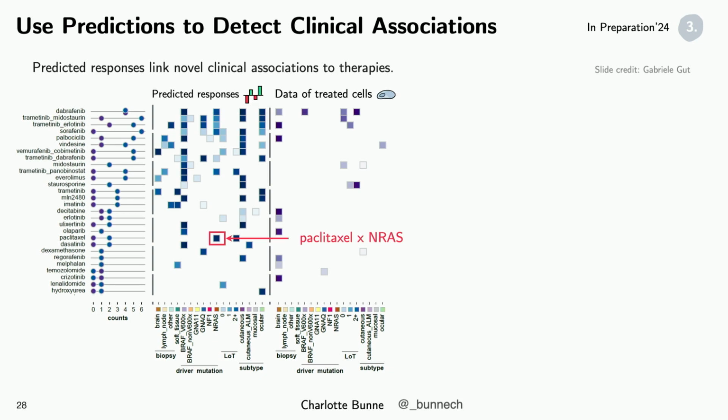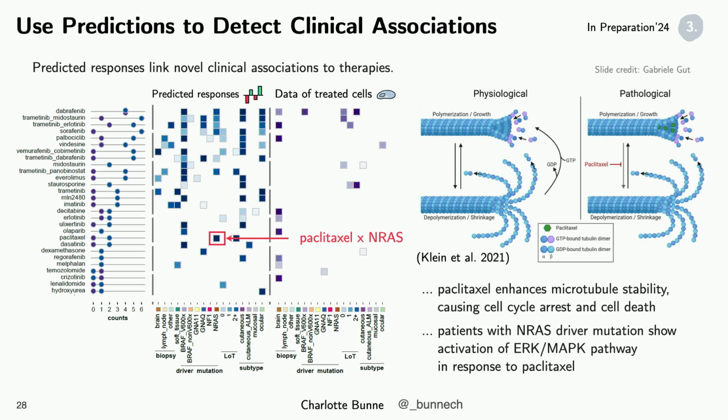But so here we have, for example, a paclitaxel cell for NRAS mutated patients. And we see that there is somehow a clinical association of interest. And this is something we actually know in the literature. We know that this drug enhances microtubule stability, inducing cell death. But patients with this NRAS driver mutation actually show an activation of a certain pathway that allows us to evade resistance mechanisms to this cancer drug.